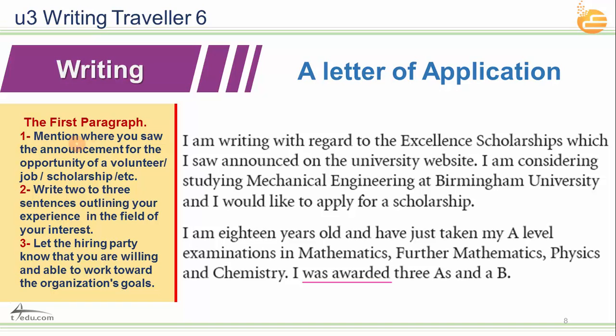Number one, mention where you saw the announcement for the opportunity of volunteer jobs or scholarship, etc. Two, write 2 to 3 sentences outlining your experience in the field of your interest. And number three, let the hiring party know that you are willing and able to work toward the organization's goals. So let's see where we can find this in the text.